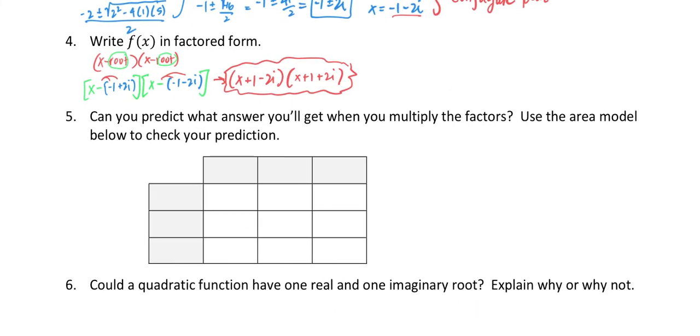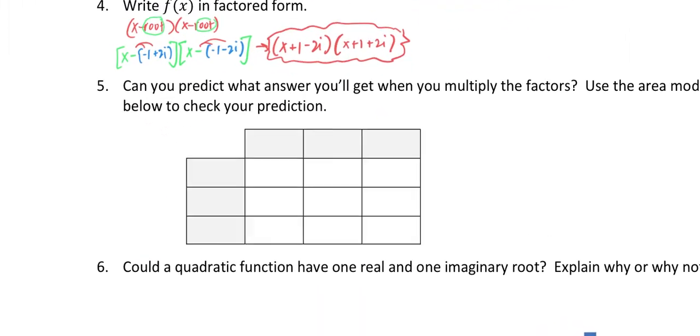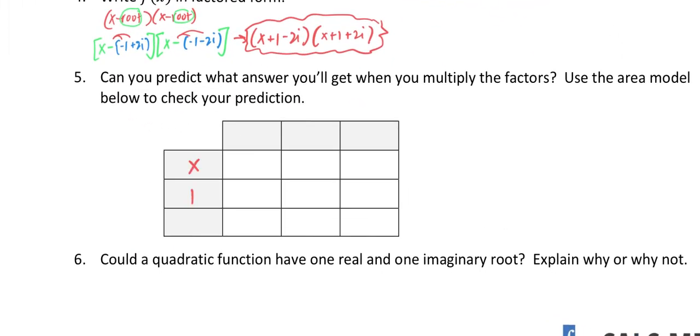Okay, and then number 5 says, can you predict what answer you'll get when you multiply those factors? So we have x plus 1 minus 2i, x plus 1 plus 2i, and multiply everything out. So x times x, x squared, and then we have 1 times x, 2i times x, x times 1, 1 times 1, 2i times 1, negative 2i times x, negative 2i times 1, and negative 4i squared.